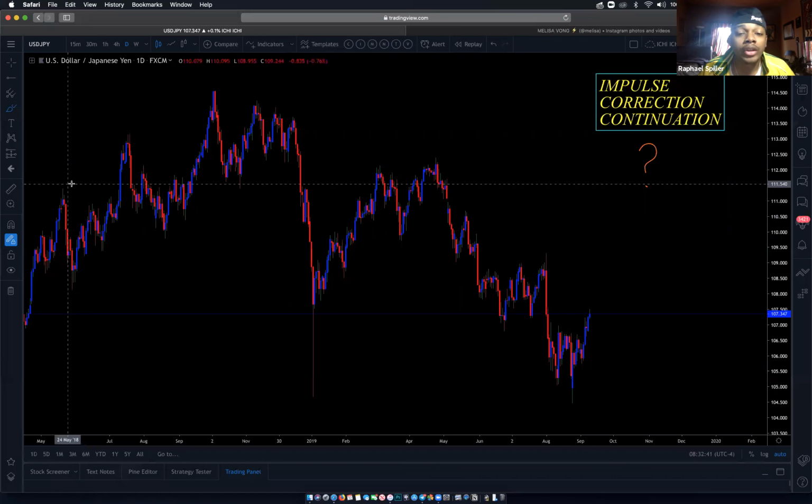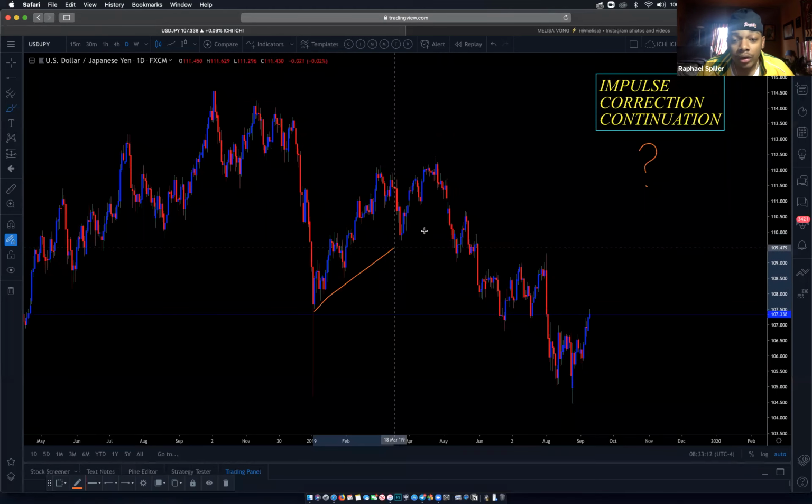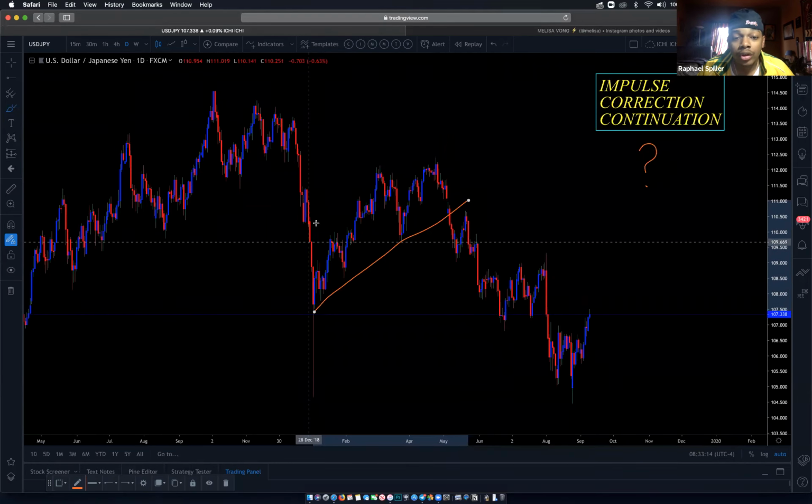Somebody tell me what a correction is. What is a correction? Pullback. Retracement. Consolidation. When the candle is going to fill the gap when it attempts to correct the impulsive move. Yep. That is a correction. You can tell that this right here is a correction.